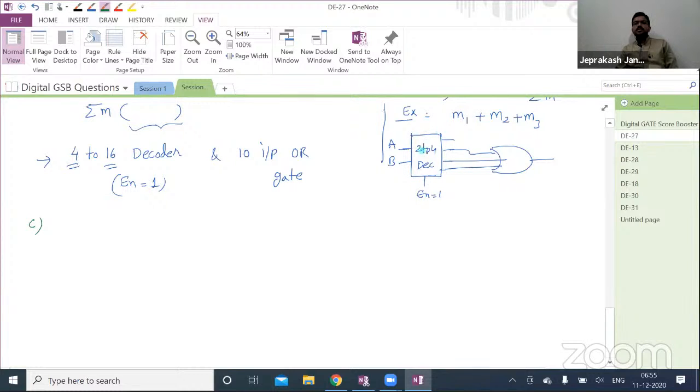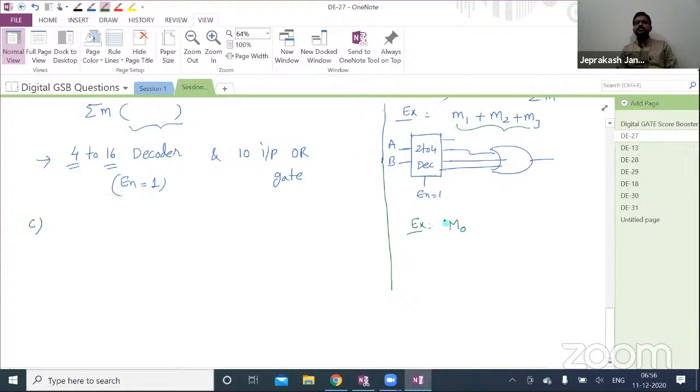For easy understanding, let us consider the same example: m1 plus m2 plus m3. How can we write it in terms of maxterms? Since you have 2 inputs, you'll get 4 combinations, right? But among those 4 combinations, 3 are minterms. Obviously, the other will be the maxterm, right? If this particular function had only 2 minterms, then the other 2 would be maxterms. But in this case I have considered 3 minterms, so only one maxterm is there.